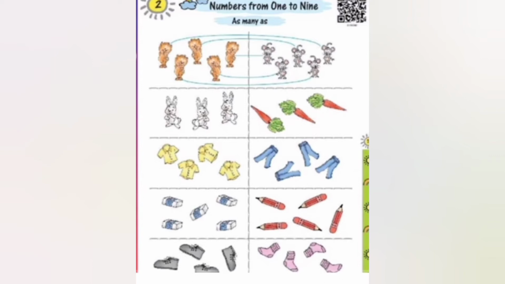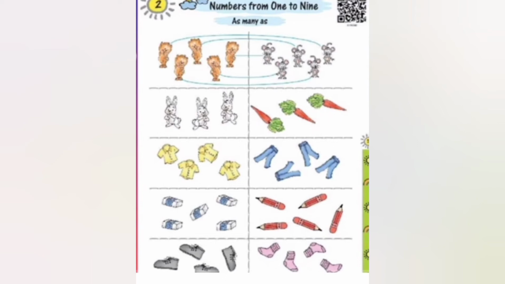Now coming down, how many rabbits are there? Let us count. 1, 2, 3. And same on the right hand side, 3 carrots are there. So left hand side is equals to right hand side. Both the sides are equal. Then coming down, you can see 4 shirts are there on left hand side and 4 trousers are there on right hand side. So here also both the sides are equal.